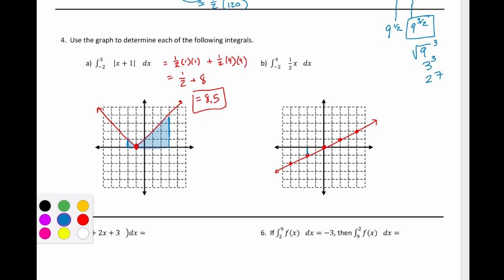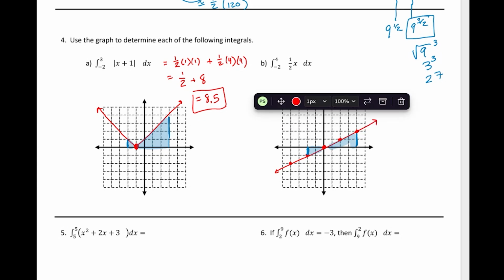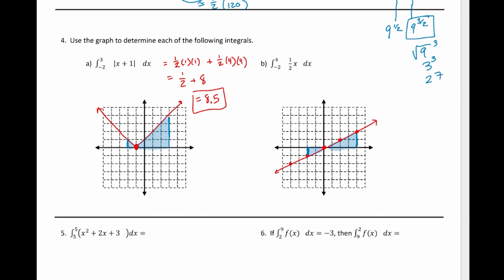Now be careful with this area over here on the left side, because it's below the x-axis. We're going to consider that area negative. So this little blue area down here is negative. This bigger triangle over here will have positive signed area. So this will equal the area of that small triangle, but we're going to call it negative.